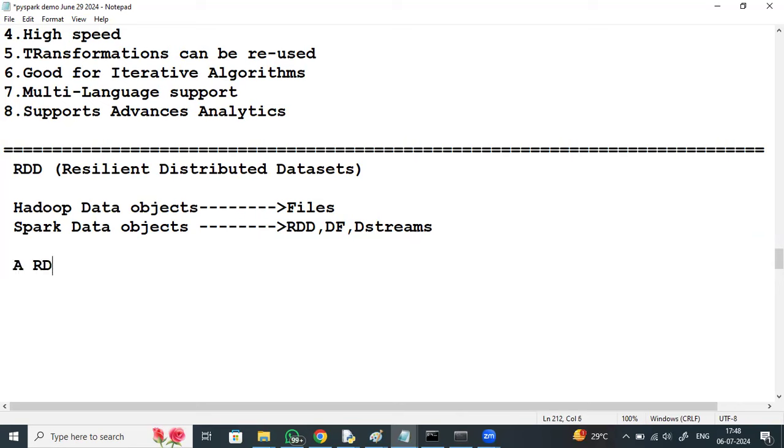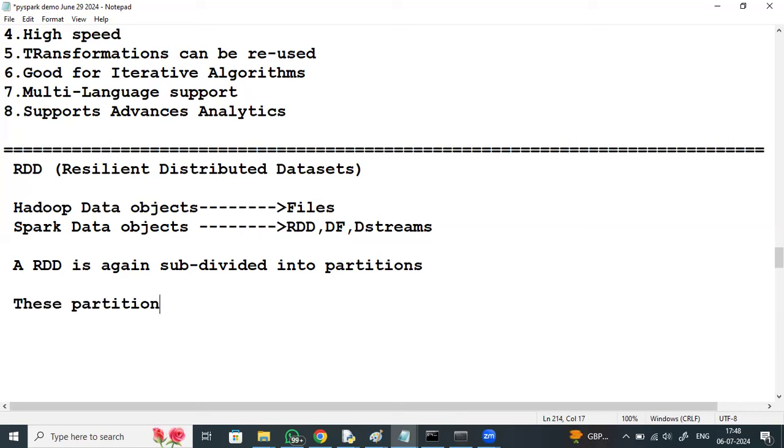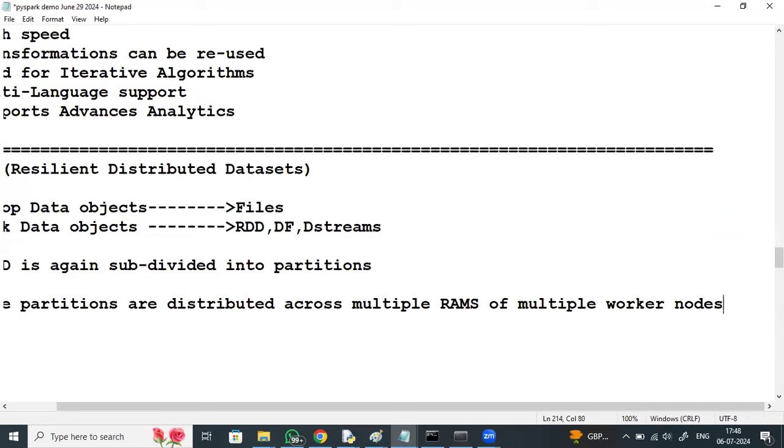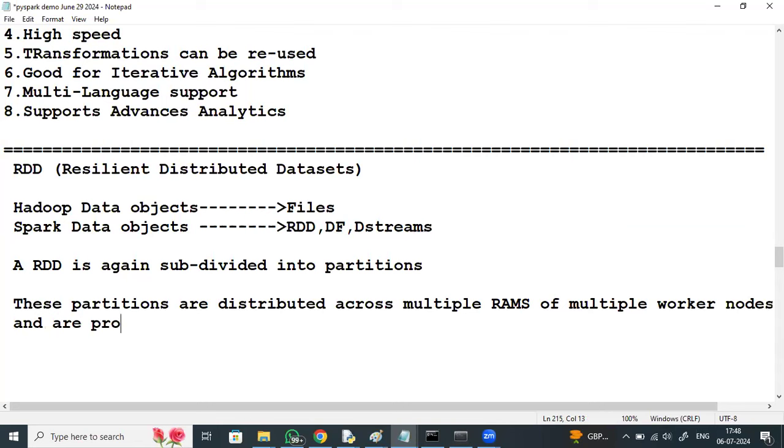If you talk about RDD, it is again subdivided into partitions. These partitions are distributed across multiple RAMs of multiple worker nodes and are processed parallelly.